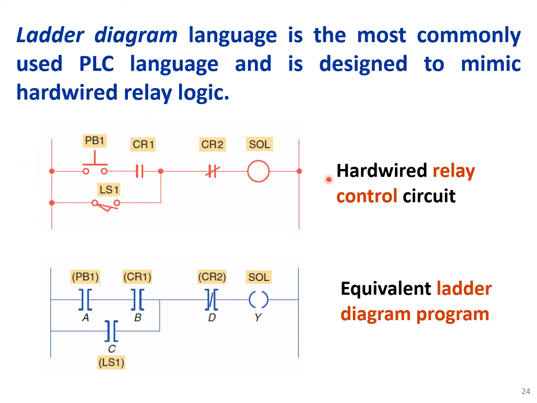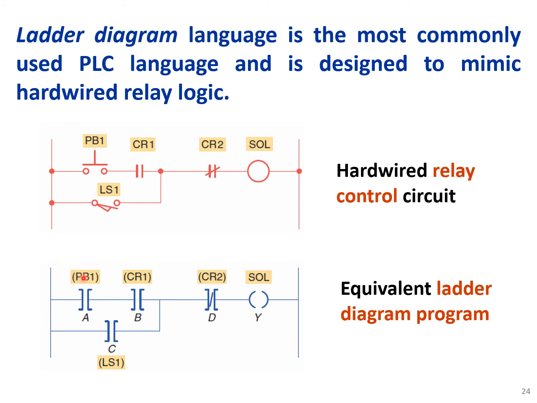Here we have a hardwired relay control circuit. We have switch 1, push button 1. We have a control relay 1 and control relay 2. We have solenoid and we have limit switch. And the way they are connected to each other. And we have the equivalent ladder diagram program. In the equivalent ladder diagram program, you see that we have push button, we have control relay 1, control relay 2, we have solenoid, and we have limit switch. So inputs are in the form of contacts and outputs are in the form of coils.